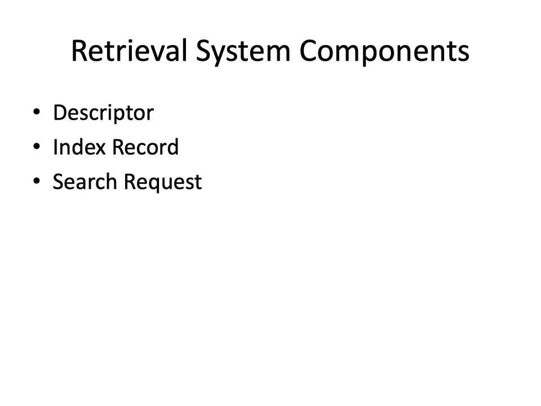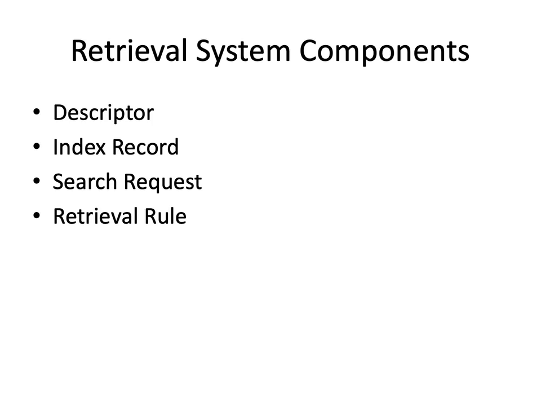Let's think what components make up any retrieval system. The first thing we could say is there's a descriptor, there's an index record, there's a search request, there's a retrieval rule, and there's a retrieval status value. Each of these components is found in the simplest retrieval system and the most complex contemporary system. Let's get some thoughts going on just what we mean by each of these terms.